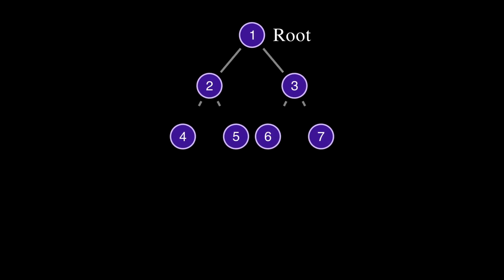A binary tree has only one root node. The root has child nodes. And each child node has child nodes, and so on.